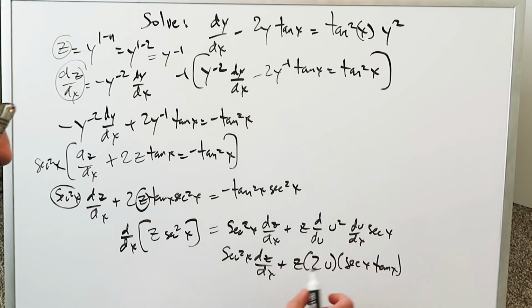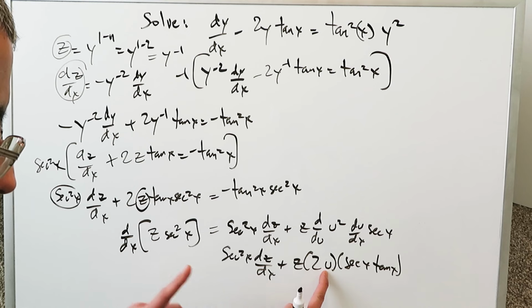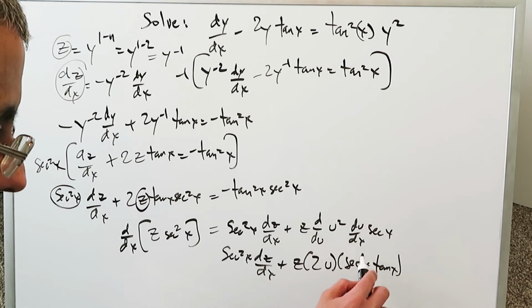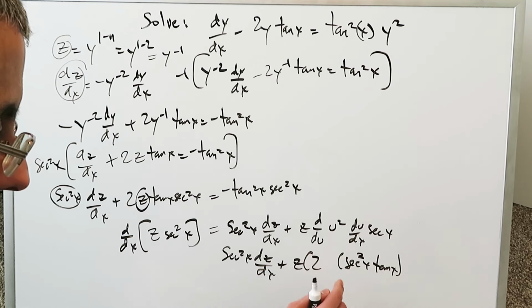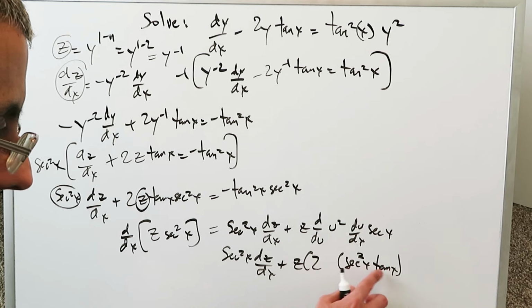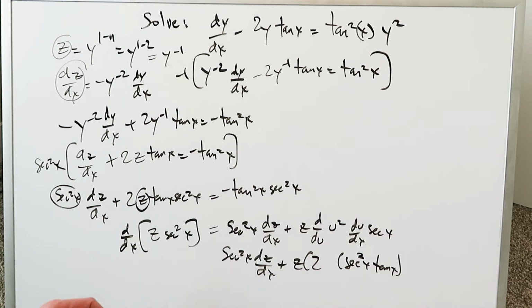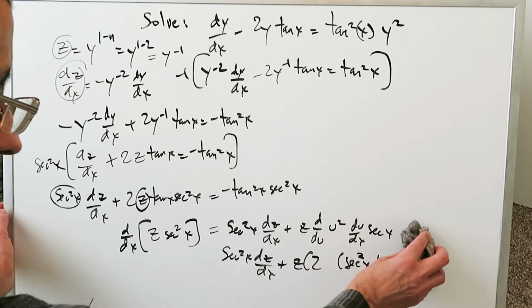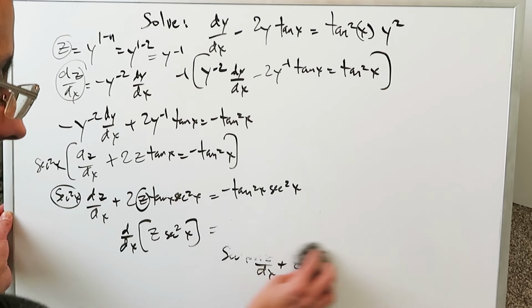When I bring in the secant x, which is my u substitution, you'll have a secant square x come out of here, and the u will go away. You'll have a 2z secant square x tan x plus that, and we're good. So my initial assumption was good, and it was right.